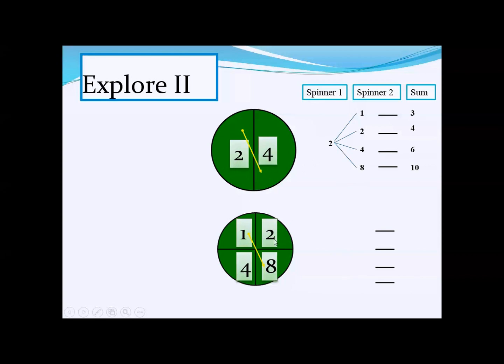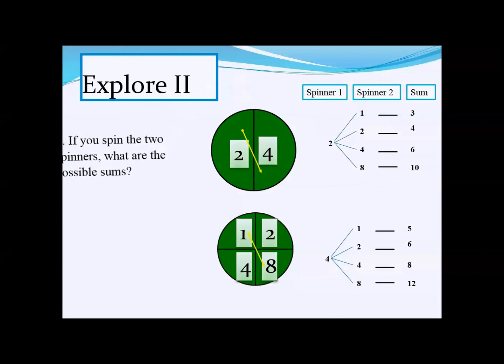Now, we're going to start with 2. 2 would be landed on with the first spinner. And then the possibilities for the second spinner would be 1, 2, 4, or 8. With the first spinner, you could land on the 4 on another try. And with that, the other spinner would have the possible outcomes of 1, 2, 4, and 8.